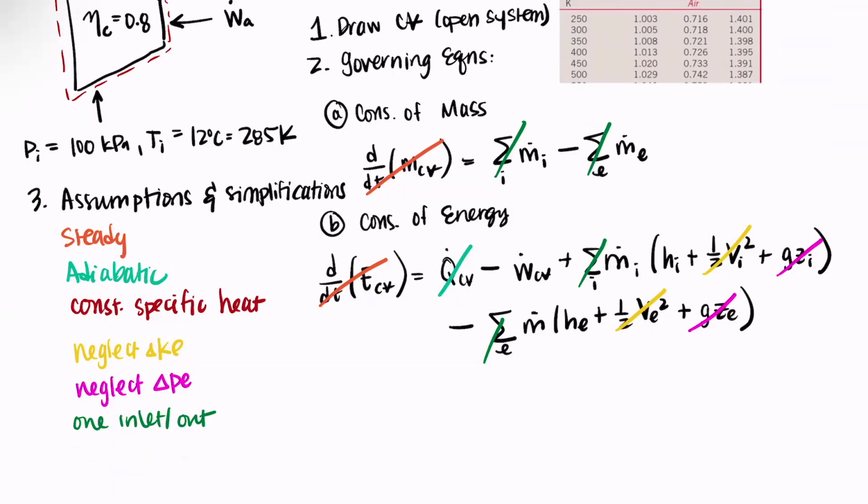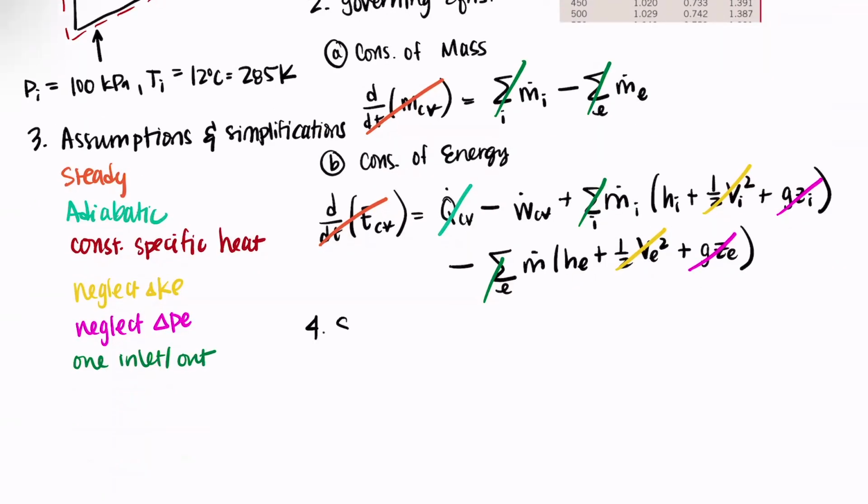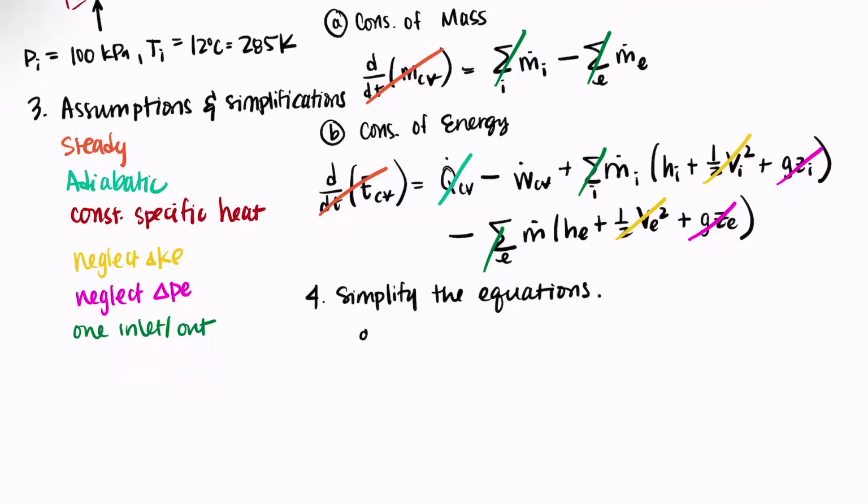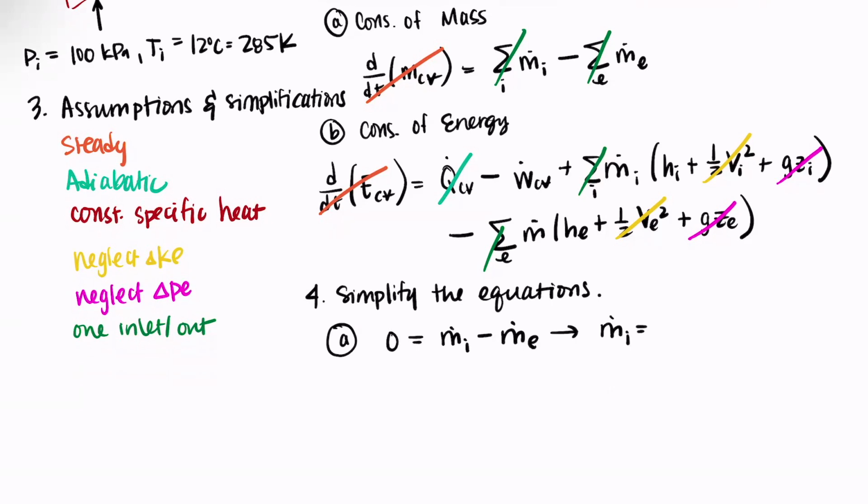Okay, so we are going to simplify the equations based on those simplifications. Conservation of mass just becomes zero is equal to m dot in minus m dot exit, or m dot in is equal to m dot exit, which is just some flow rate m dot. And we're already given that value, so that's good.